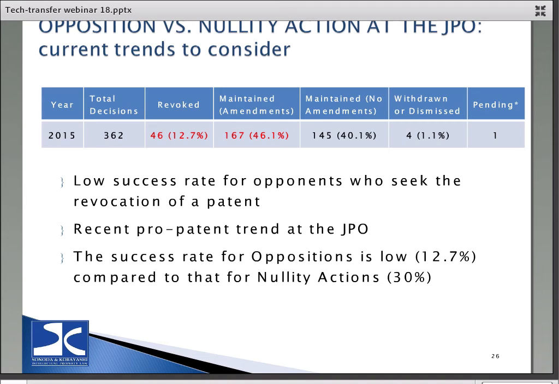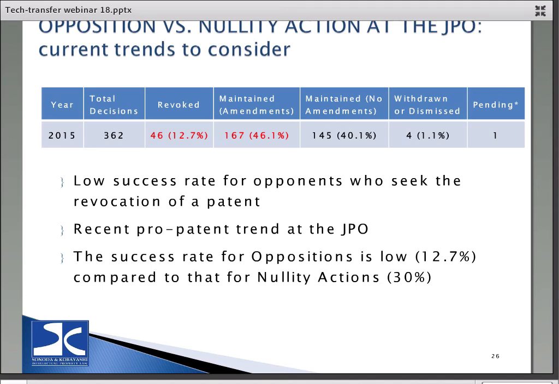And the conclusion is that 46 patents were revoked, which means 12.7% were revoked, whereas 167 patents were maintained and 4 requests for opposition were withdrawn and 1 is still pending. So it tells that if you look at the number of revoked patents, it is 12.7%. Therefore, as a tool to invalidate a patent, this is not that strong. This might be the result of the recent pro-patent trend at the JPO.